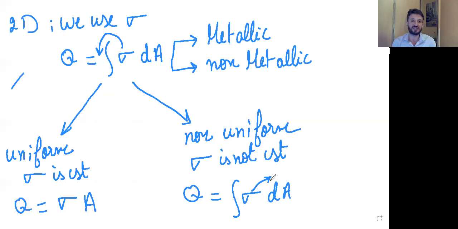Let me resume. In the case of two-dimensional objects, if you have a metallic or non-metallic object, you have to use sigma. In the case of uniform, sigma is constant and Q equals sigma A. In the case of non-uniform, sigma is not constant and Q equals the integral.